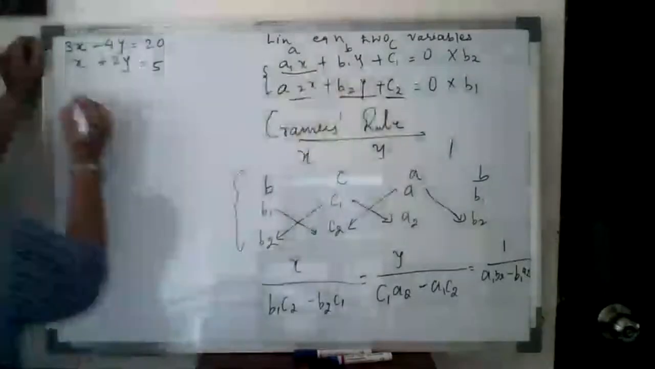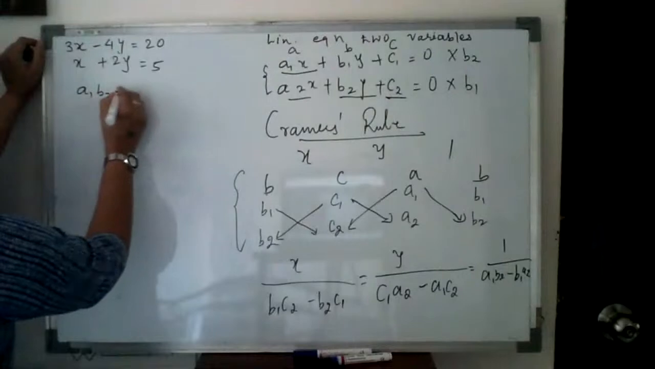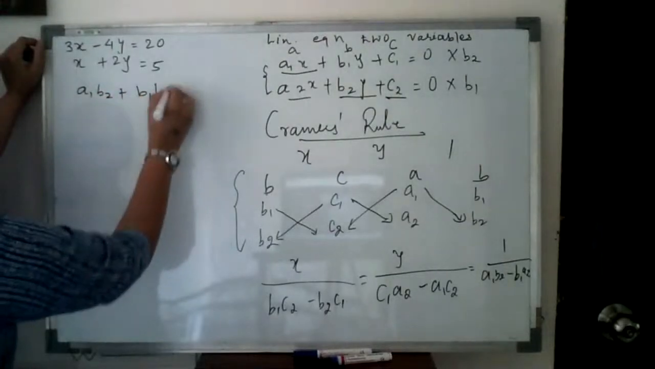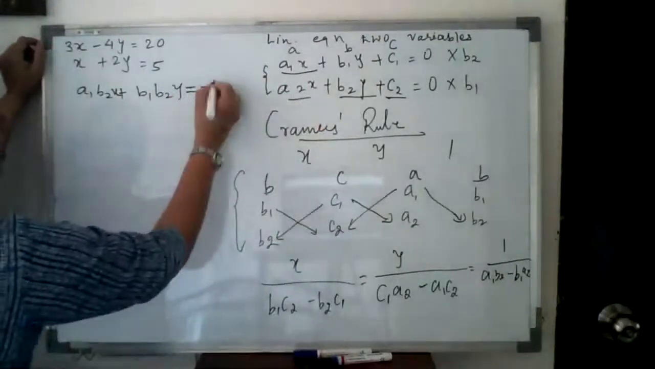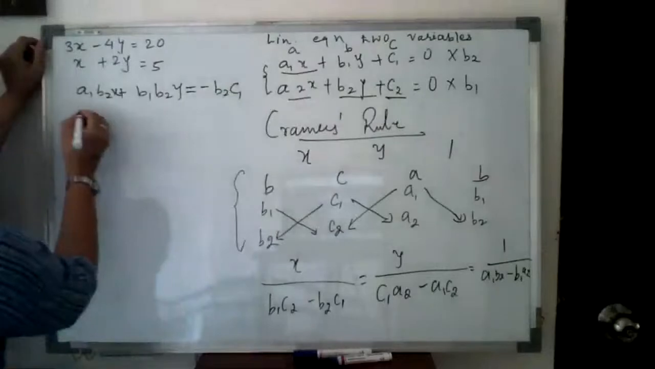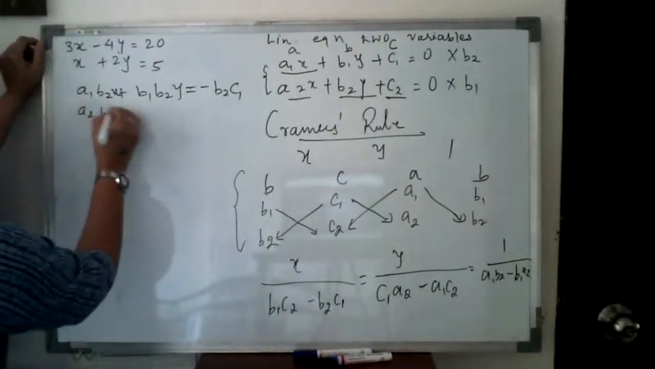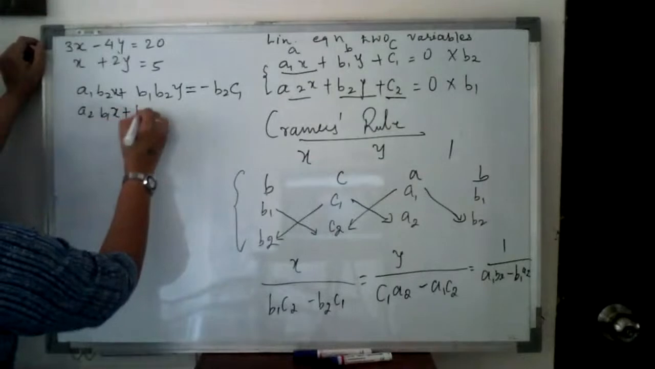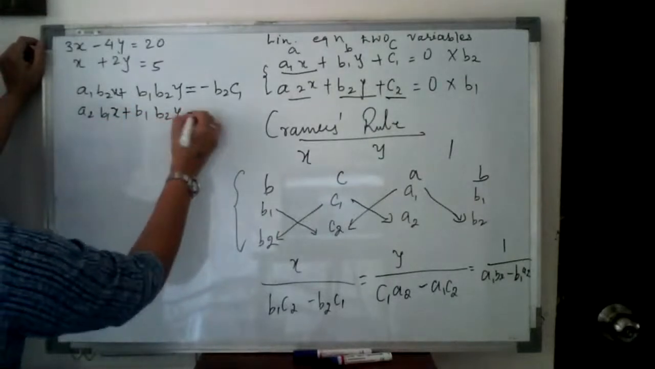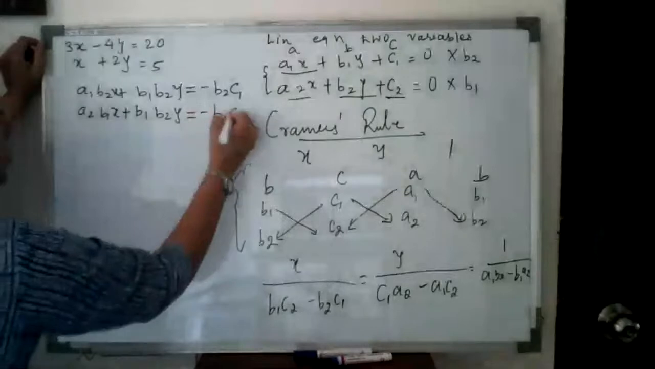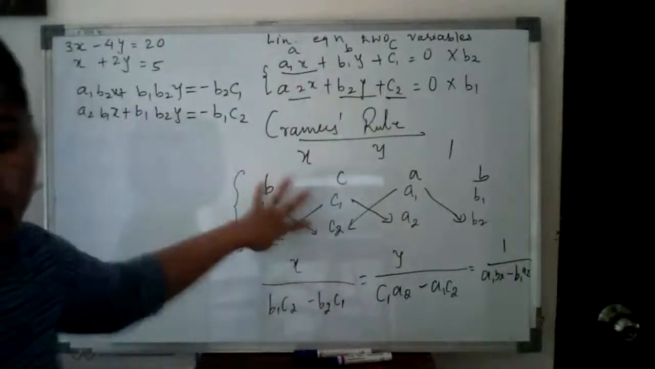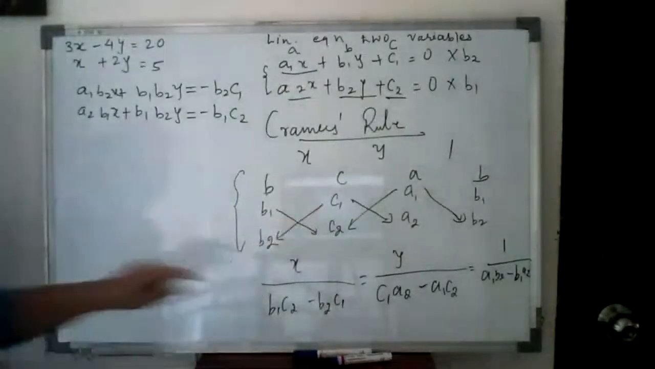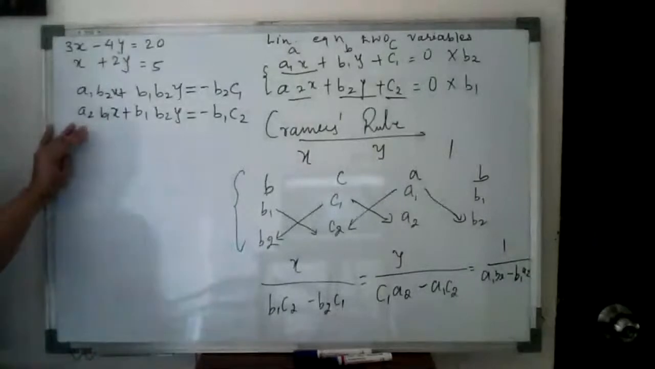How, what, why. Quickly, I'll just show you here. If I multiply this, say A1 B2 x plus B1 B2 y is equal to, I'll bring this on the other side, minus B2 C1. Here it is A2 B1 x plus B1 B2 y is equal to minus B1 C2. Okay, this is what we got when we multiplied. Now see how I got this. So let's pay attention to how I got it.